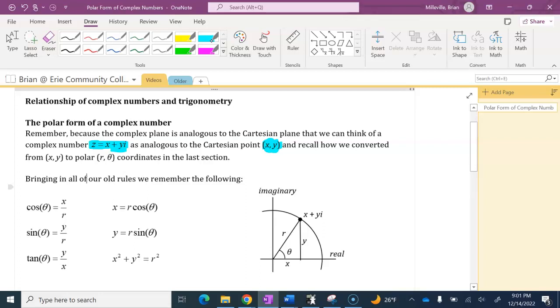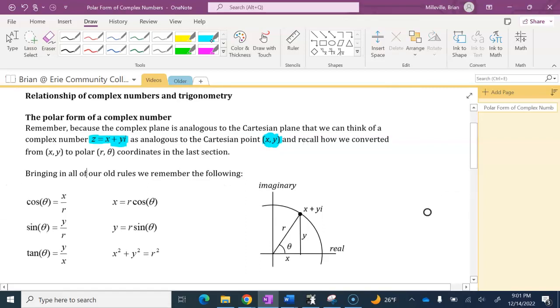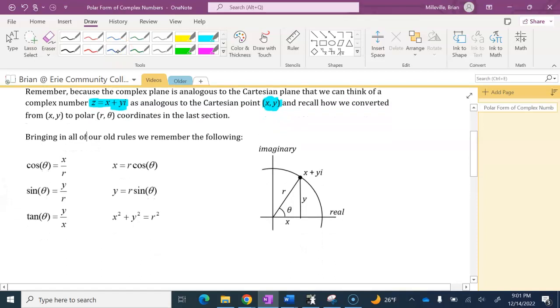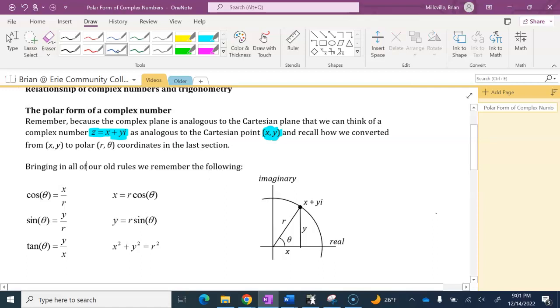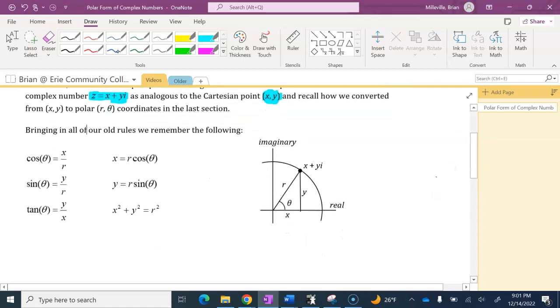So let's review some of the old conversions. They come from the picture we've got drawn here, and we can just read off from the triangle. Looking at the angle theta in the lower left corner, the adjacent side is x and the hypotenuse is r. That gives us the first relationship: cosine of theta is x over r. If you multiply both sides of that identity by r, you get the first of the polar coordinate conversions.